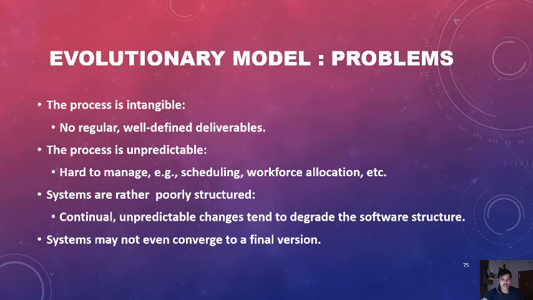The continual unpredictable changes tend to decrease the software structure. If unpredictable changes happen in each and every iteration of the software, then it decreases the quality of the software structure. The system may not even converge to a final version. An unpredictable change and a heavy load of changes may make the system fail.